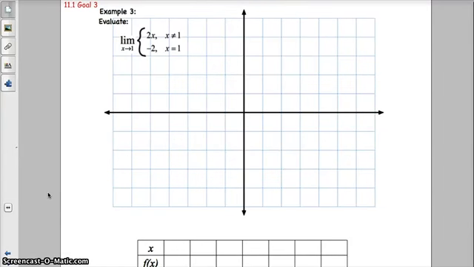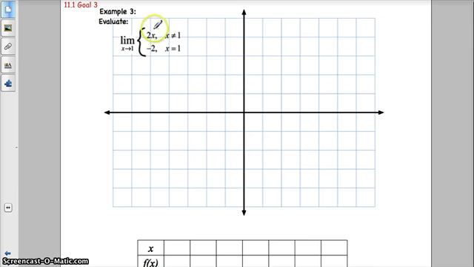Let's finish up 11.1 Goal 3 with example number 3. Remember, our goal is to calculate the limit using a table or the algebraic method. So we're finding the limit as x approaches 1 of this piecewise function. Now I am going to review with you how to graph this without your graphing calculator, and then I'll show you how to graph a piecewise function on your graphing calculator.